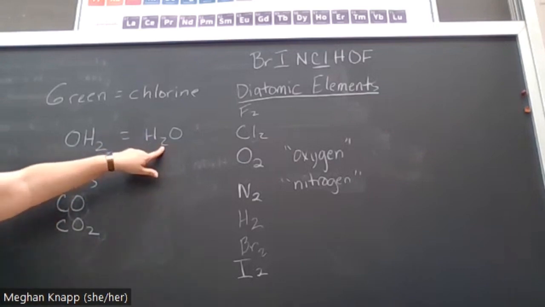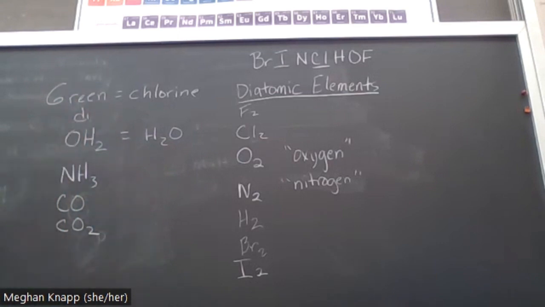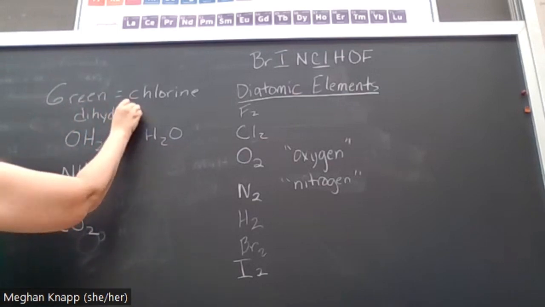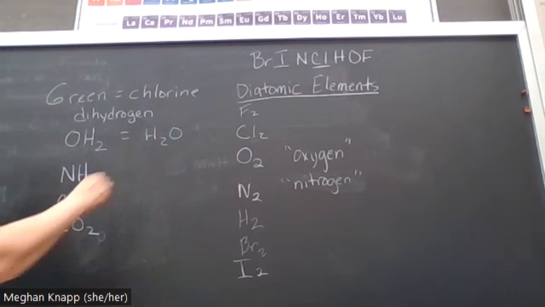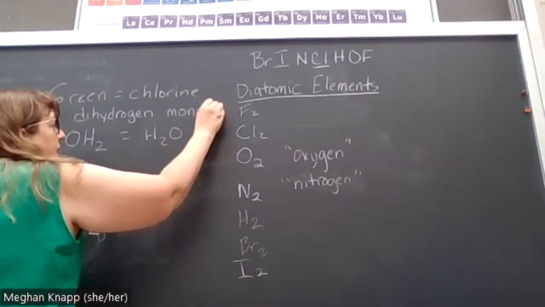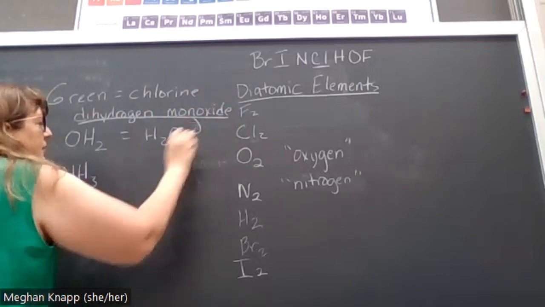So we have a 2. What's that going to be? Di. And then the first element, we just write the name. So what's the element? Hydrogen. And then what do we say for 1? Mono. Well, we don't want to put 2 O's next to each other, so we just say monoxide. Okay, so that's that one there.